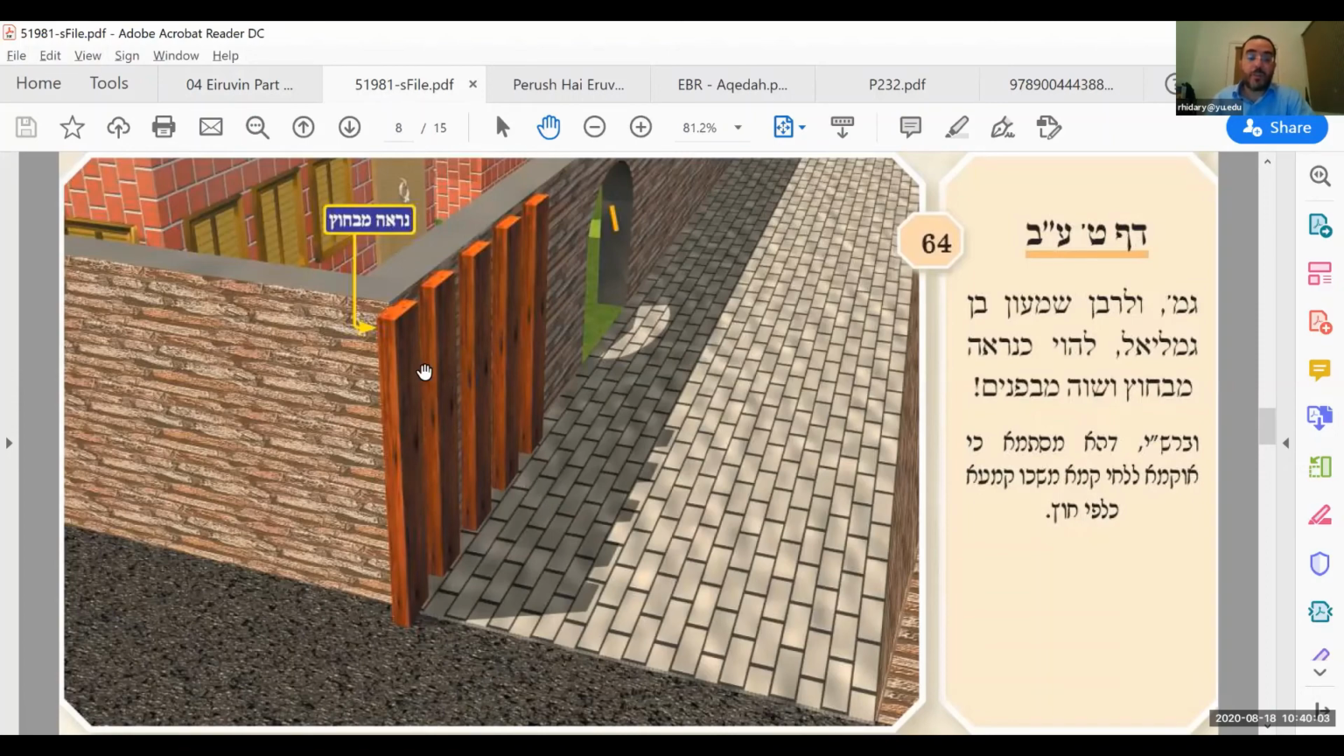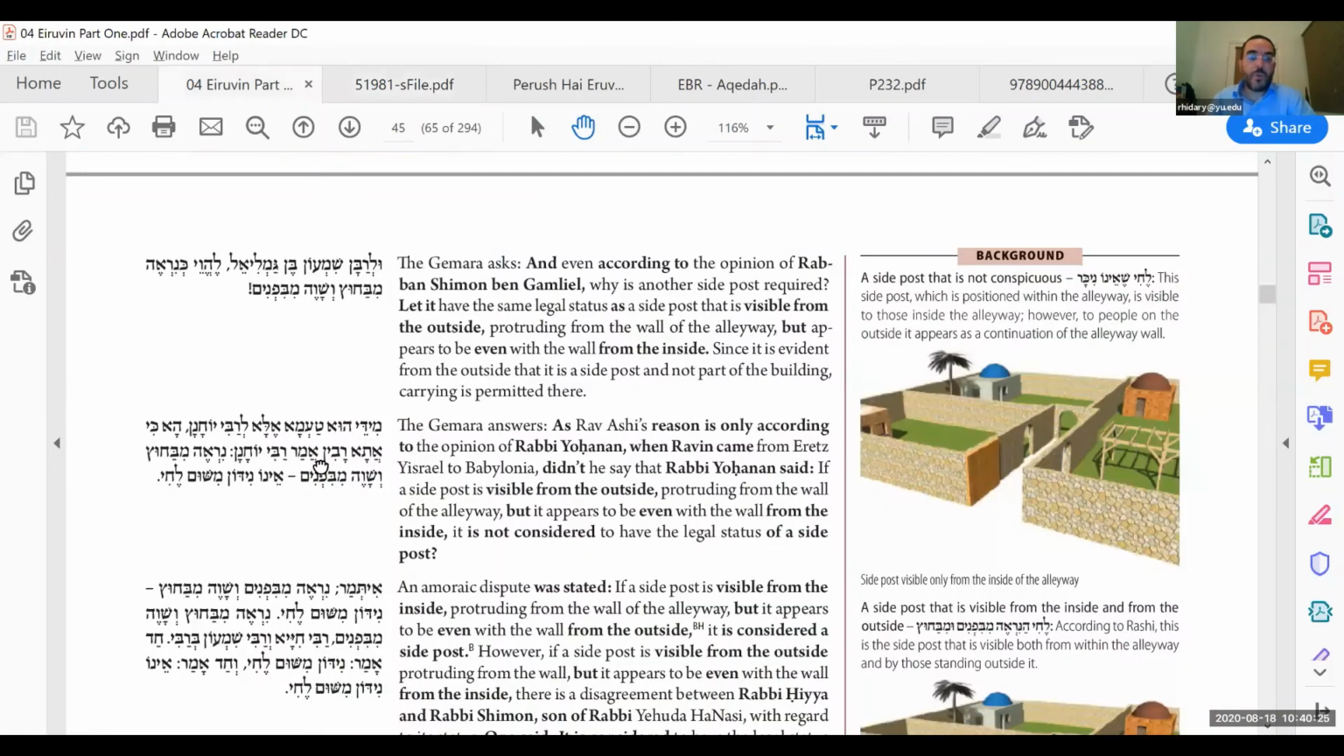And therefore, in this case, even according to Rashbag, who says you put these all together, and this creates a mavoy, and you can't carry in the mavoy unless you have a lechi, this, for Rabbi Yochanan's scenario, would not be good because it cannot be seen from the inside, right? Because it all looks like it's flush with this wall that extends for amot. Okay, so we solved that problem.